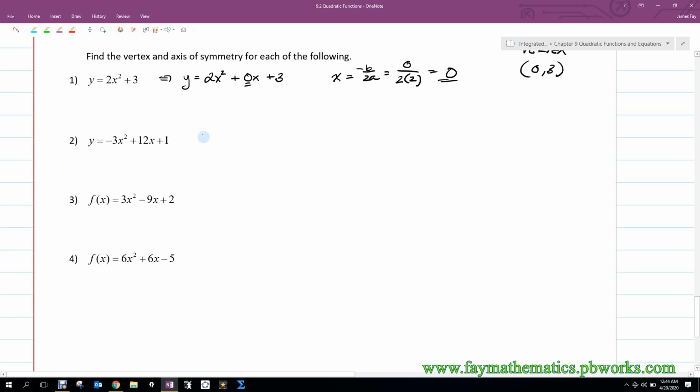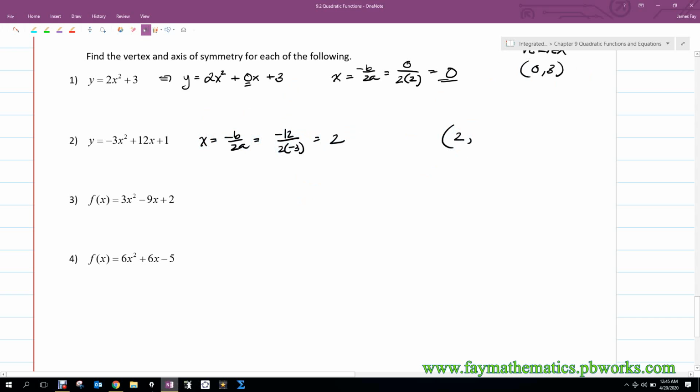Do number 2 here. Again, x is equal to the opposite of b over 2a. So negative 12 over 2 times negative 3. So negative 12 divided by negative 6 is 2. So that's the x coordinate of my vertex.